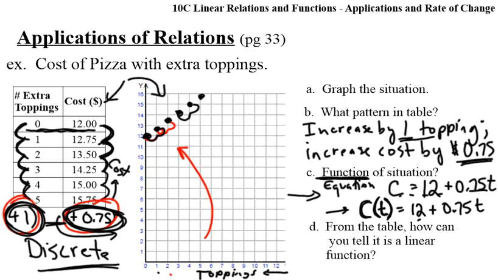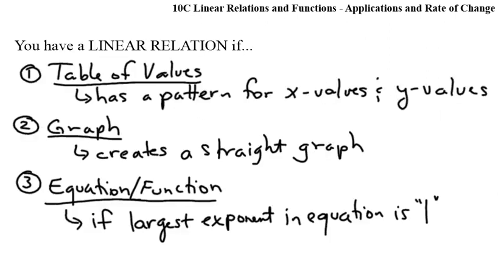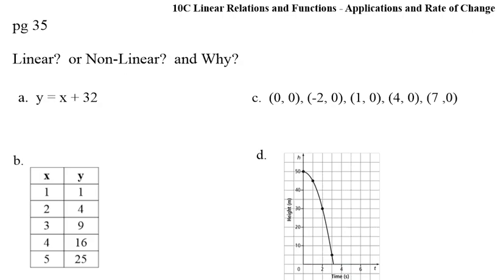And if we take a look over here at our function and our equation, our t has an exponent of 1 there. It's not written in, but it's assumed to be there. So because of that, when it's just a t or an x or a b or whatever with an exponent 1, we know we have a linear relation. So those are three things that will help us moving forward to know if we have a linear relation.